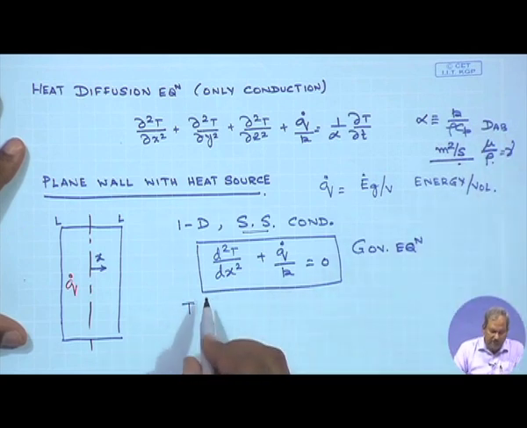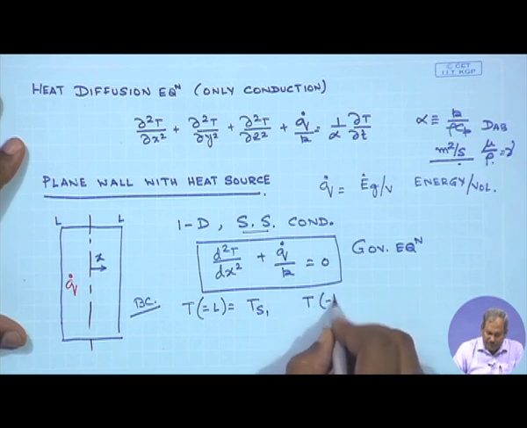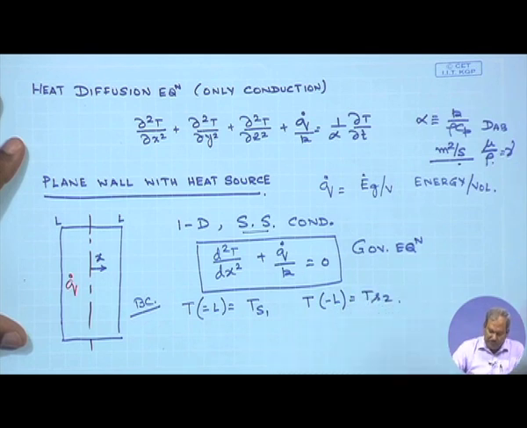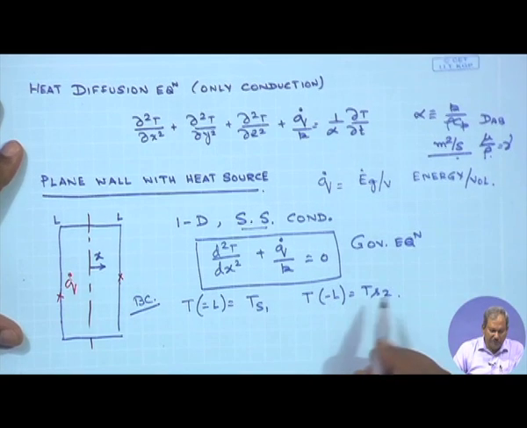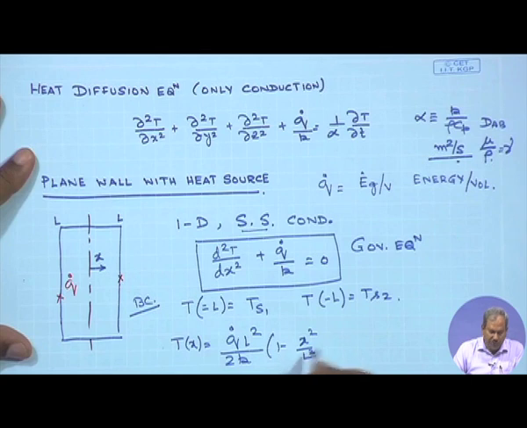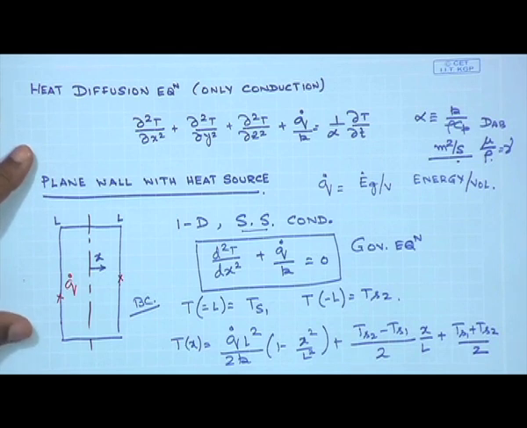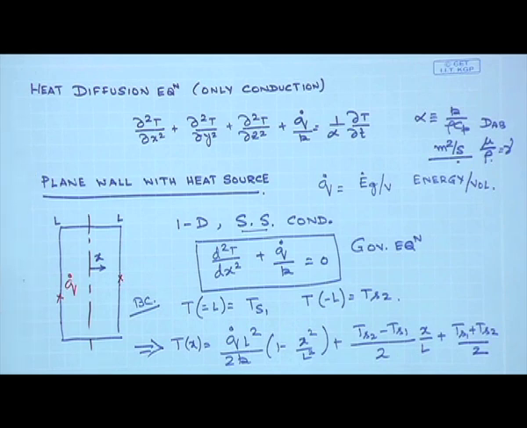And let's assume that the boundary conditions which are available to us are that T at L is equal to Ts1 and T at minus L is equal to Ts2. So the two temperatures at these two points could be different. These are Ts1 and Ts2. So when you solve this equation with these boundary conditions, the temperature profile that you are going to get is q dot, the amount of heat generation per unit volume, by twice k, times 1 minus x square by L square, plus Ts2 minus Ts1, the two known temperatures at the two extremities, by 2, times x by L, plus Ts1 plus Ts2 by 2.